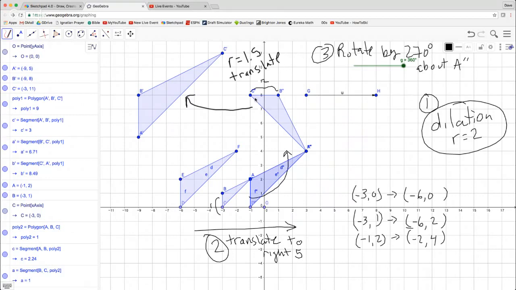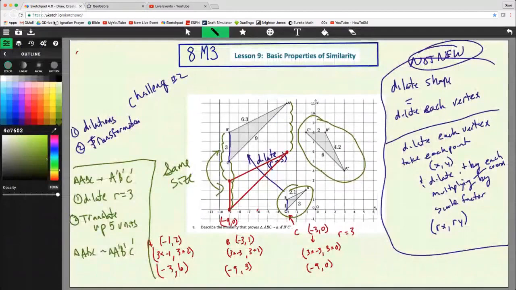You're going to need to move it after you dilate this smaller triangle by 1.5, and you're going to have to line up wherever C double prime ends up onto C prime. That's step 1. That's step 2, and then step 3, you're going to need to rotate it. Now you can rotate it using GeoGebra, or you can do it using your tracing paper. Remember, that's how we did our rotations in section 8M2.